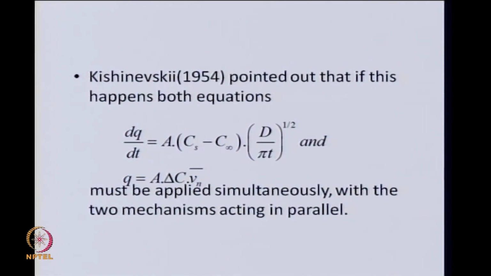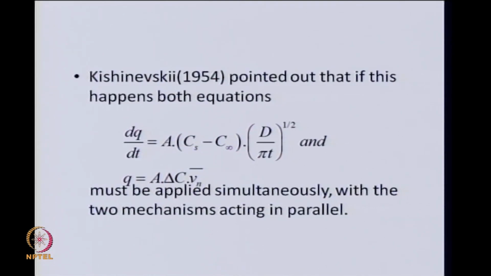Kishinevsky pointed out that when this happens, we will have to use both the equations. There is a slight error here. The second equation should have left hand side reading as dq by dt. So, the first equation is the standard unsteady state penetration model kind of equation, dq by dt equals A (Cs minus C infinity) times square root of D by pi t, and the second equation is dq by dt equals A delta C Vn bar. Both these equations should be used simultaneously. This was the suggestion by Kishinevsky.